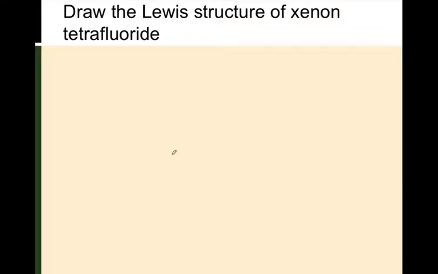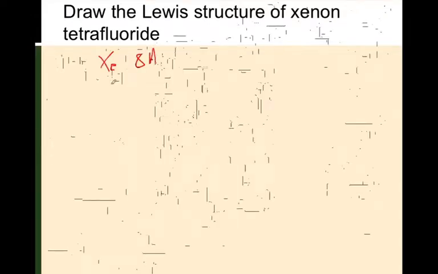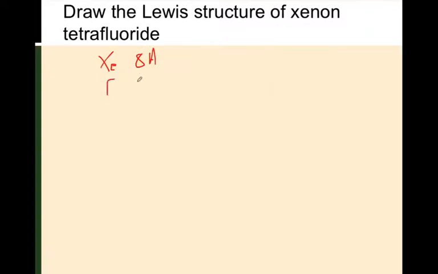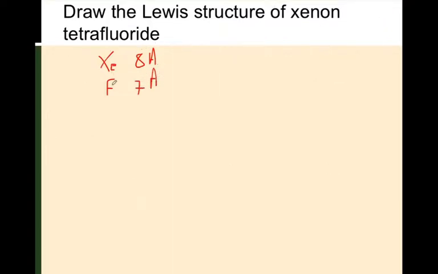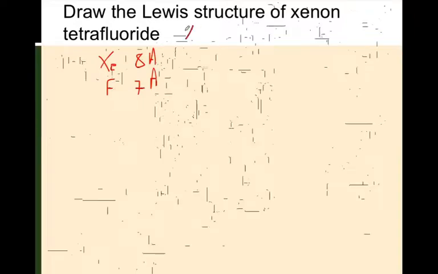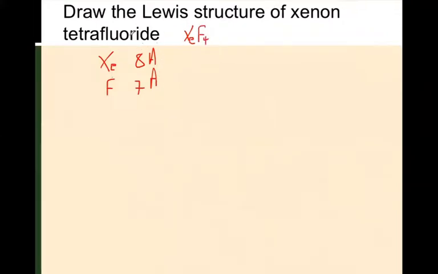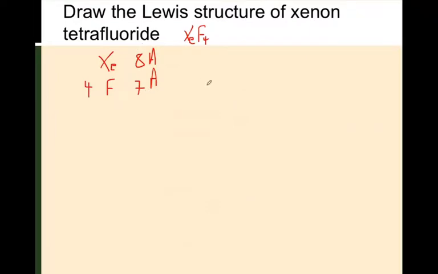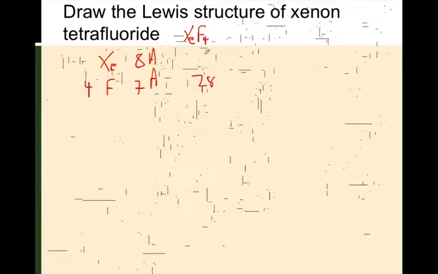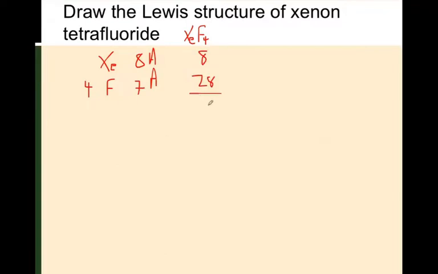Xenon tetrafluoride then. Xenon is in group 8, and fluorine is in group 7 still. So remember, going back to module 2, tetra means that we have 4, so we have 4 fluorines. 4 times 7 is 28. Xenon has 8 valence electrons, which gives us 36.